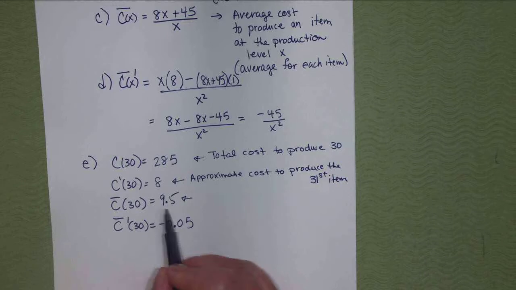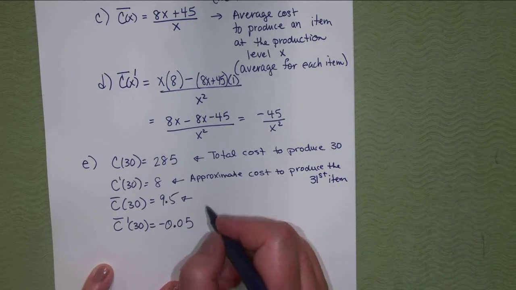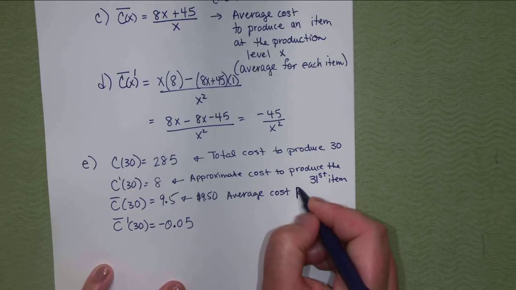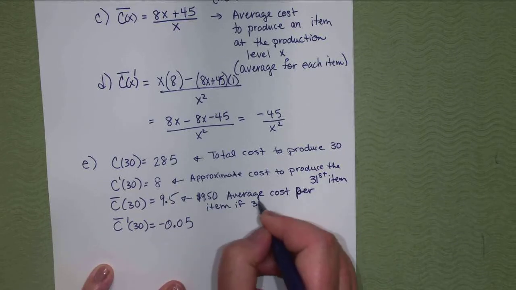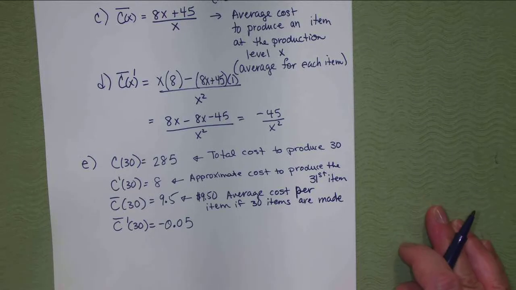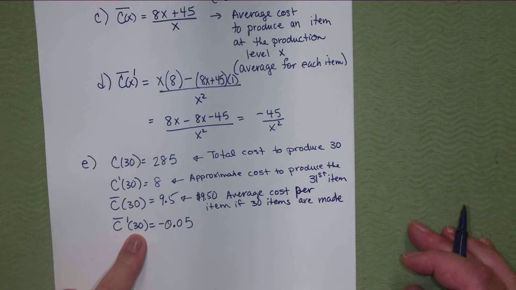The next item, what would the average cost being 9.5 mean? $9.50 is the average cost per item if 30 items are made. So basically, it's taking the total cost and dividing it by 30. So it's like how much of the 285 is divided up if you just divide it up evenly. And what would the last one be? So the derivative, you can think of it as the average cost for the next item, but it's kind of negative. So the other way you can think of a derivative is as a rate of change. So it's the change that happens for the next item. So what would this be, do you think?